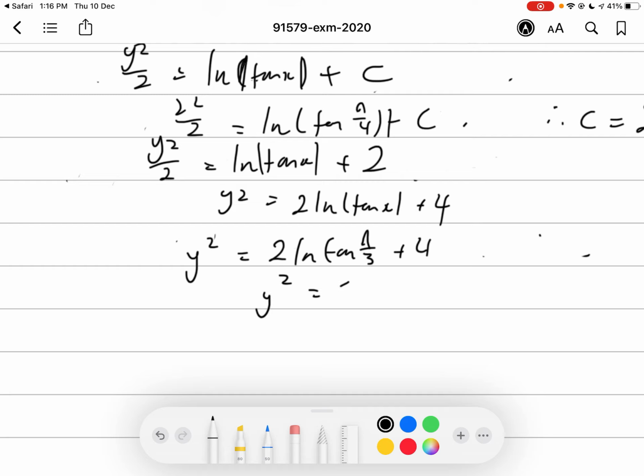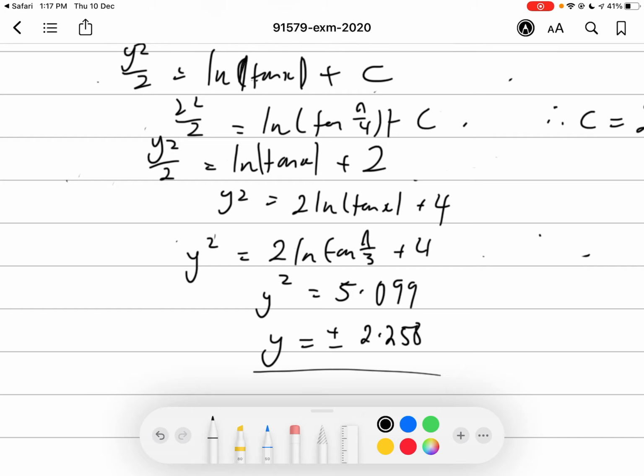Alright, so we should be getting y squared equals 5.099. Therefore, if we take the square root on both sides, we should get y equals plus or minus square root of 5.099. And that should give us y equals plus or minus 2.258. That's our final answer for this question.